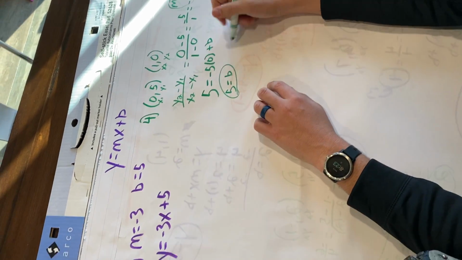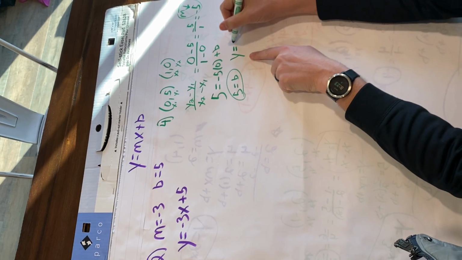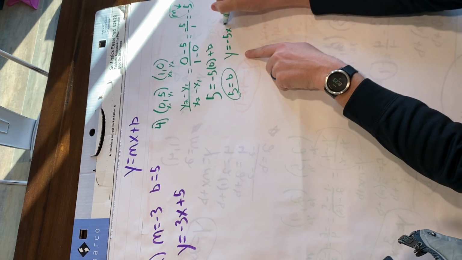We have our slope, we have our y-intercept, so it's going to be y. We always want to put it back in this form here. y equals -5x plus 5.